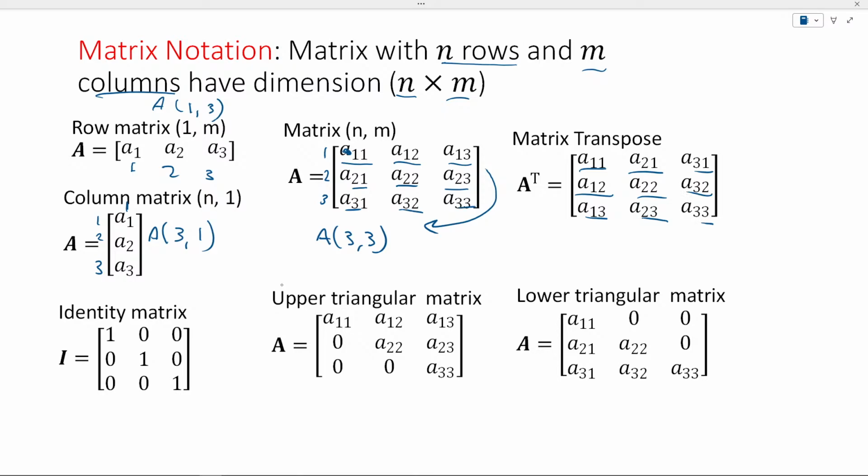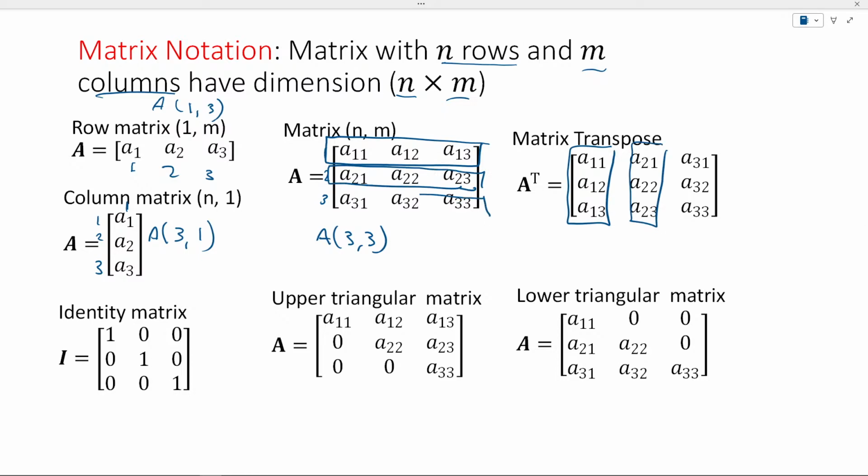So basically, you are converting a row to a column. When you do the transpose of the matrix, your first row will become the first column, your second row will become the second column, and your third row will become the third column. That's called a matrix transpose, and we refer to it with this T here.